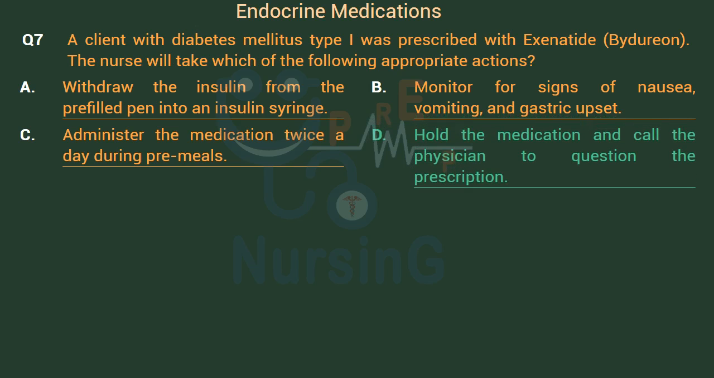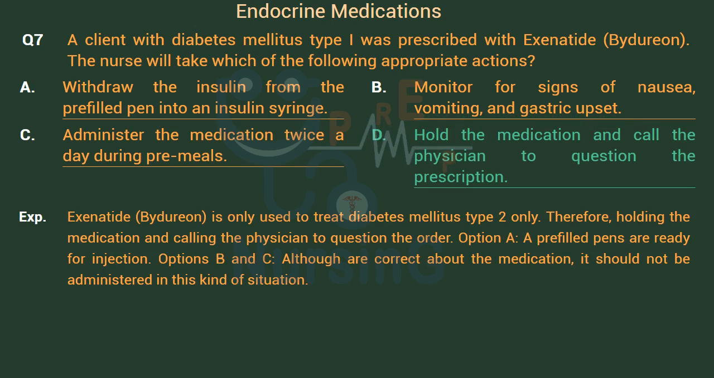Hold the medication and call the physician to question the prescription. Exenatide, Bydureon, is only used to treat diabetes mellitus type 2. Therefore, hold the medication and call the physician to question the order. Option A. Pre-filled pens are ready for injection. Options B and C, although correct about the medication, should not be administered in this kind of situation.